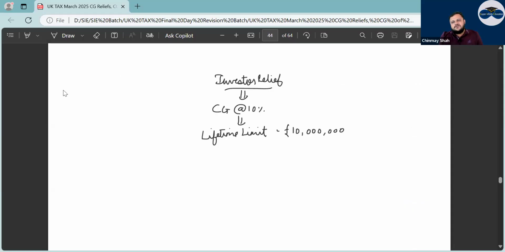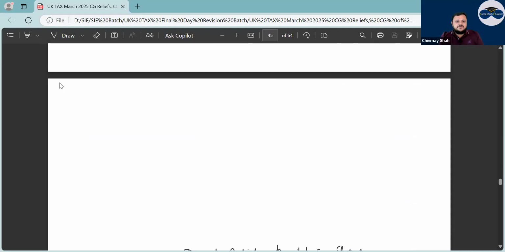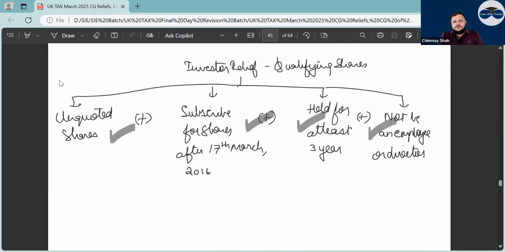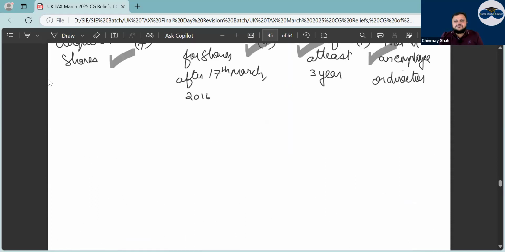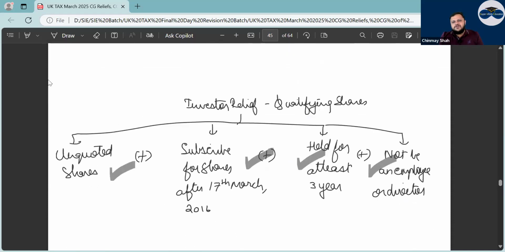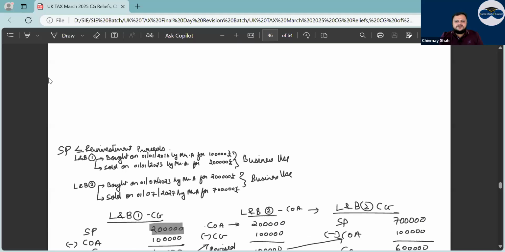Investor relief is also the same thing. Investor relief has 3 or 4 important clauses. CG will be taxed at 10%. The lifetime limit is 10 million, correct? Then you have investor relief on qualifying shares, unquoted shares. If those are unquoted shares subscribed for after 17 March 2016, held for at least 3 years, and the person is not an employee or director of the company, in this case investor relief will apply. Investor relief, simply, you have to learn 4 conditions, right?